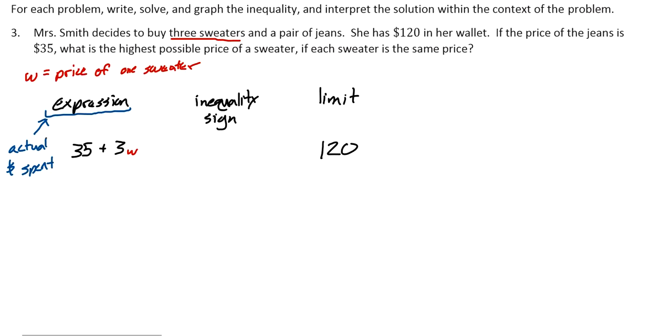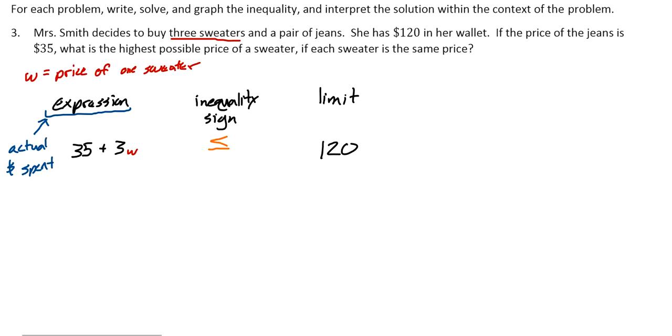Now, for the actual money spent, we have to think about the inequality sign. Which way does that inequality sign have to face? Well, the actual money spent has to be less than her limit because she can't go over her limit. She doesn't have enough money. So it's going to face that direction. This amount has to be less than, but it also can be equal to. There's nothing in here that says she's trying to keep money for afterwards. So this amount can equal 120. So we have to put that or equal to bar underneath. Okay, so we did step 1.